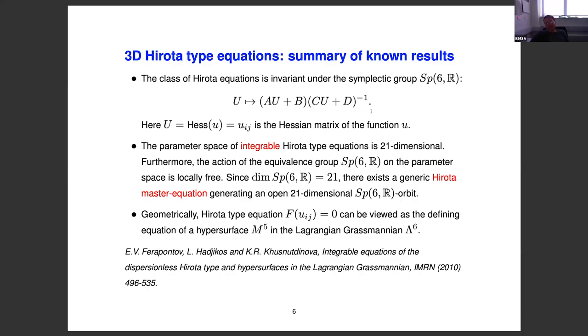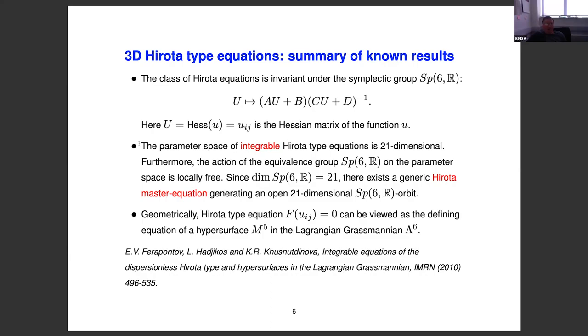And this is how Sp(6,R) acts on the space of 3x3 symmetric matrices. It's the standard action. If you identify 3x3 symmetric matrices with the Lagrangian Grassmannian, then this is the natural action of Sp(6,R) on the Lagrangian Grassmannian. If you think of U as a matrix from the Siegel upper half space, then this is how Sp(6,R) acts on the Siegel upper half space. So, okay, this is the invariance group. And note that the dimension of Sp(6,R) is 21. So we have a 21 dimensional group acting on Hirota equations and preserving their integrability.